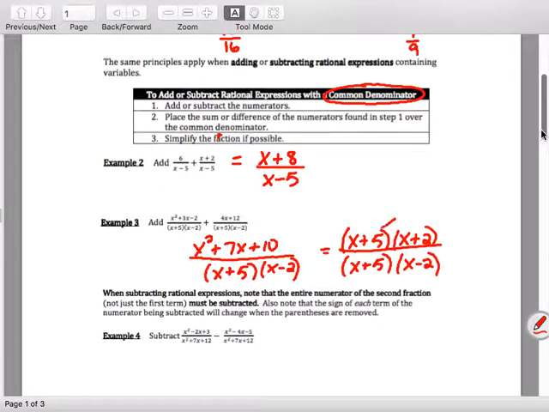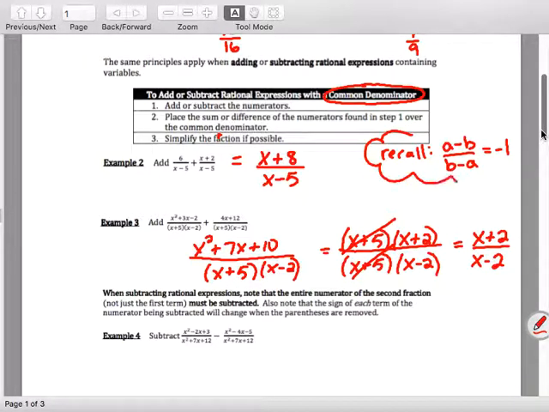Now, guess what? I have x plus 5 over x plus 5. And that leaves me with x plus 2 over x minus 2. Now let's pause here a moment, and I want to refresh your memory from yesterday. Let's put this in our notes. Recall, A minus B over B minus A is -1. And maybe put a bubble around it. Okay, put this in your notes.